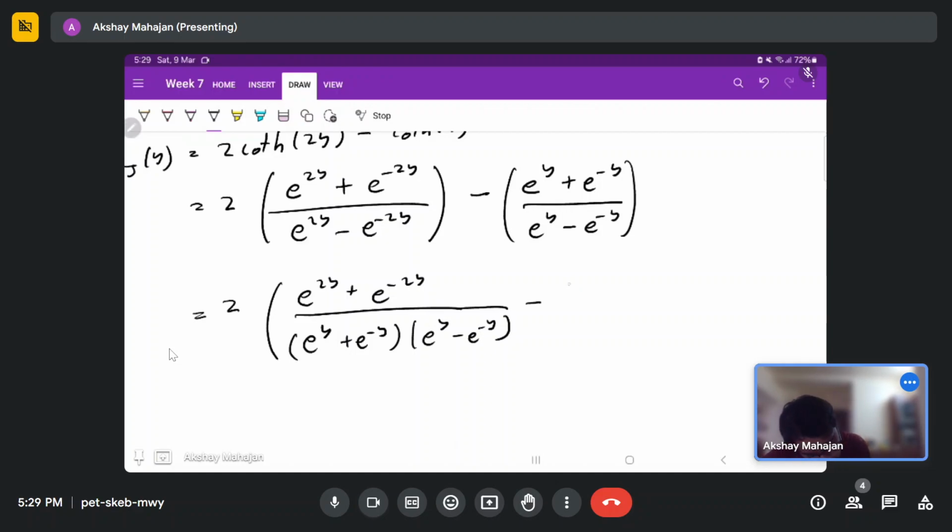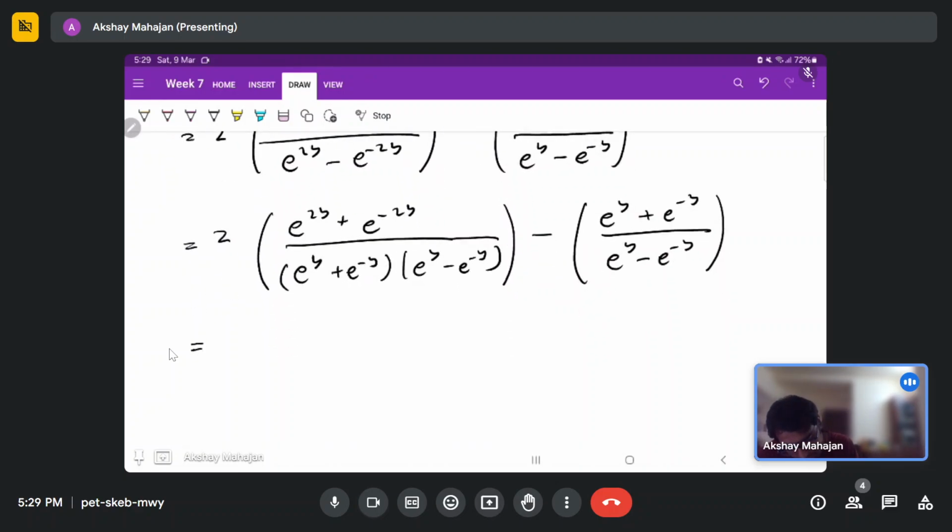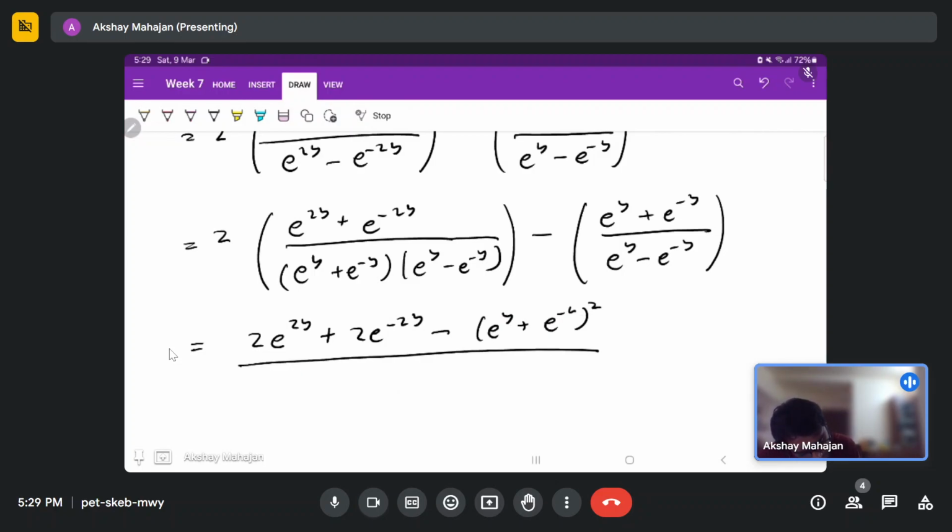Minus, I will have e to the power y plus e to the power minus y divided by e to the power y minus e to the power minus y. So this will be written as 2 times e to the power 2y plus 2 times e to the power minus 2y minus e to the power y plus e to the power minus y whole square, divided by the common denominator, which will be e to the power y plus e to the power minus y times e to the power y minus e to the power minus y.